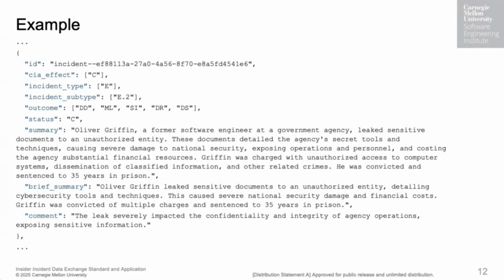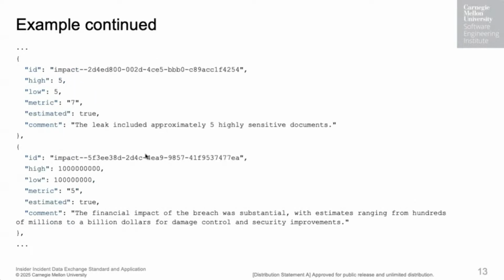So we have in this case, an example of Oliver Griffin as an insider who stole some things. And you can see that some of the fields from the incident component are sitting in here. And then the vocabularies, all of these are from our provided vocabularies through IIDES. So for example, CIA effects, the C stands for confidentiality, incident type E stands for espionage, and so on. So we provide those standards there. And then all of that connects. In this case, we have impacts included here.